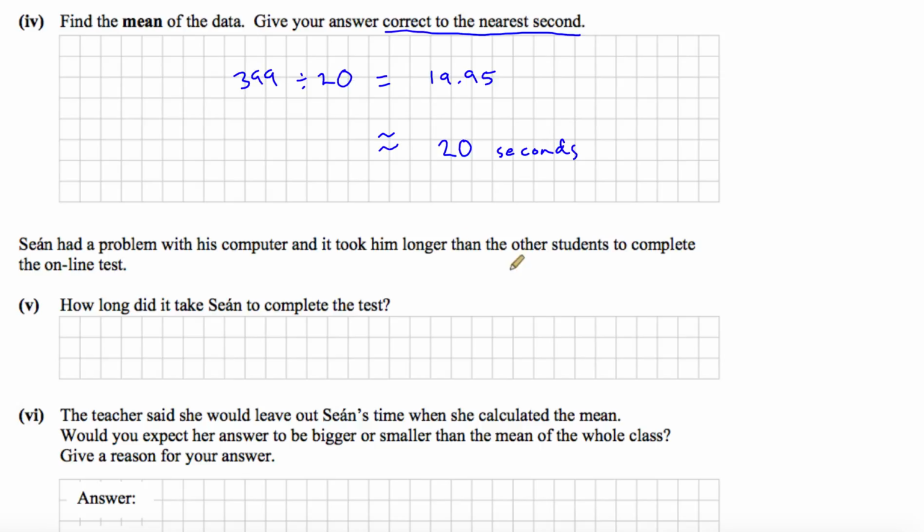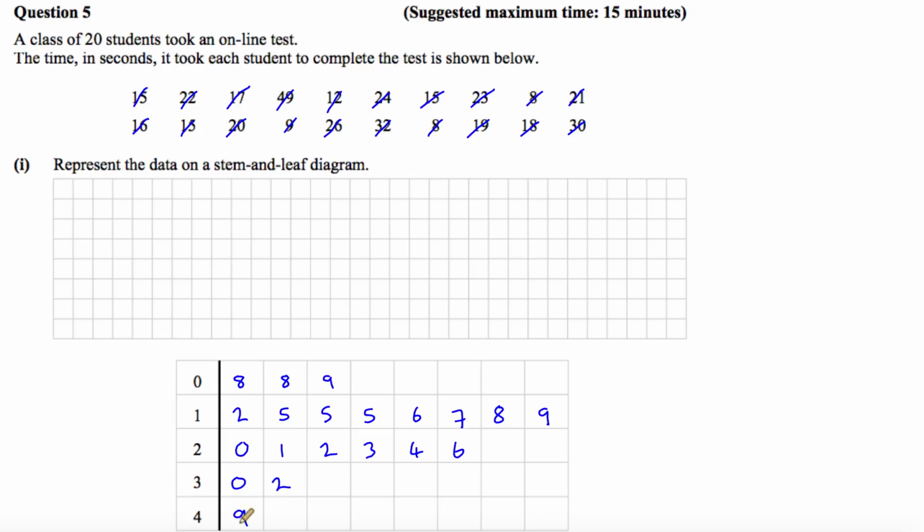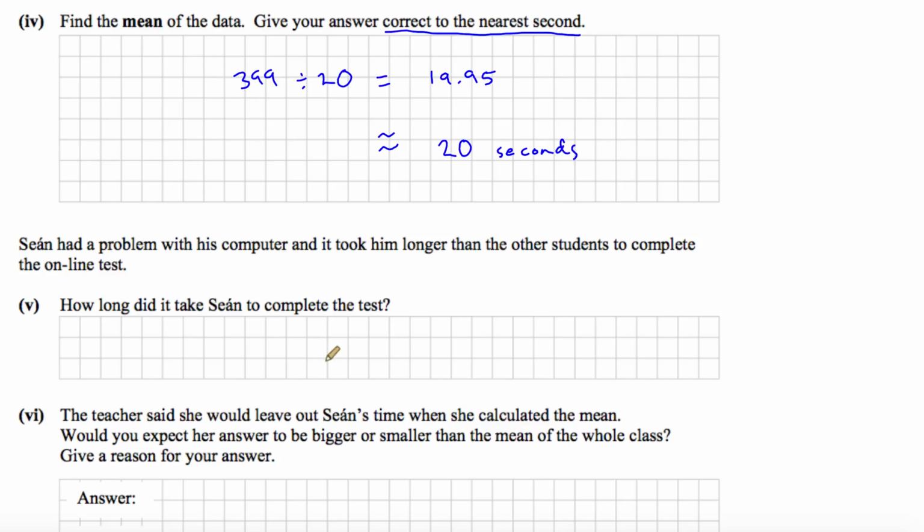Okay, part 5. Sean had a problem with his computer and it took him longer than the other students to complete the online test. How long did it take Sean to complete the test? Well, if Sean took longer than the other students, he's the person who took the most time, which was the 49 seconds. If we go back to our diagram, we can see that he took much longer than everyone else, so that must be Sean there. So it took Sean 49 seconds to complete the test.